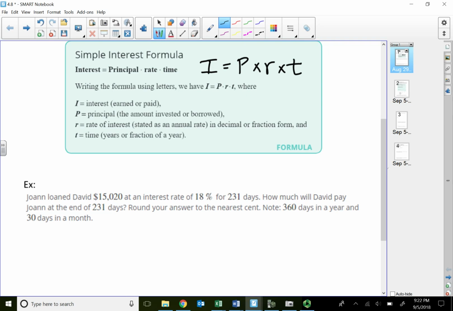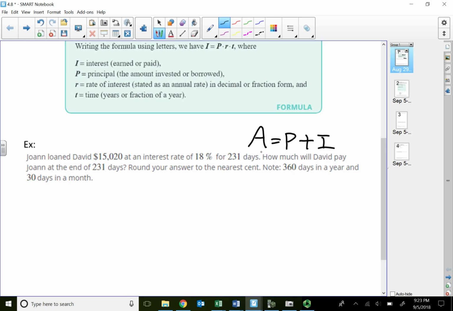David's going to end up paying the principal, what he borrowed, plus the interest. And that's what we call the total amount using capital letter A. Capital letter A stands for the total amount you have to pay back. In this situation, capital letter A stands for total amount needed to be repaid. That will be principal plus the interest. So let's first find out what the interest is going to be. Then we can add on to the principal.